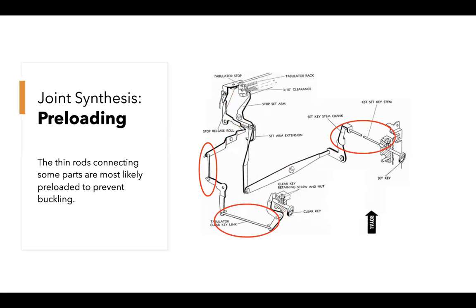The fourth observation is another joint synthesis involving preloading. So there's a lot of thin rods connecting some of the parts. And these rods, if a large compressive force or even a smaller compressive force is applied to them, could cause them to buckle. So the thought is that these must have been manufactured in a way that they are preloaded with a tensile force so that they're always under tension, even when in use. So we don't have to deal with the issue of possible buckling.